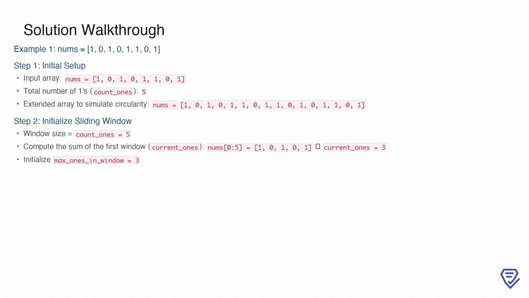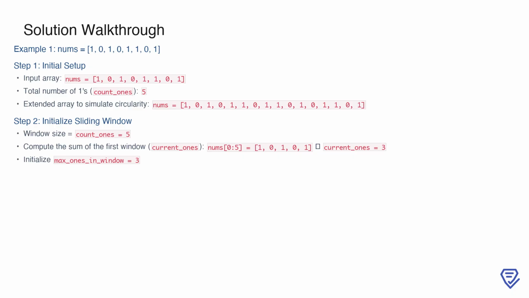We start with the given input array, nums, which is 1, 0, 1, 0, 1, 1, 0, 1. The first step is to calculate the total number of ones in the array, which is 5. Since the problem involves treating the array as circular, we extend the array by appending it to itself. This gives us the extended version of nums: 1, 0, 1, 0, 1, 1, 0, 1, 1, 0, 1, 0, 1, 1, 0, 1.